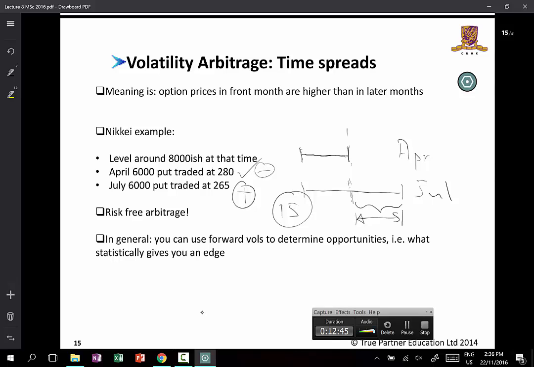And the second thing is, can it actually finance itself? So you don't need any money in your pocket, and of course this one can finance itself. If you're going to buy this 265 at 265, you just have to sell another one at 280. So you get the money to pay for July put with the money you get from the April put.